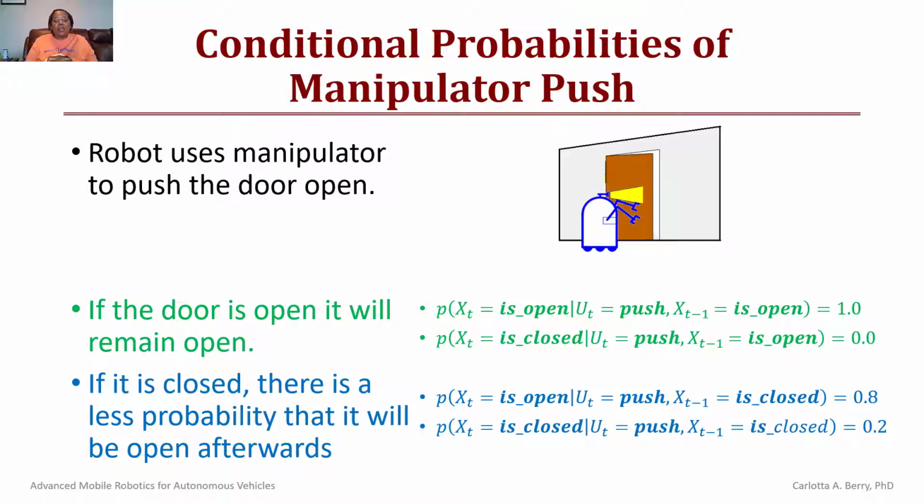It does not work quite as well if it was closed and the robot gives it a push. So if the door is initially closed and the robot pushes, the probability that it will now be open is 0.8, whereas if it was closed and the robot pushed and it's still closed, has a probability of 0.2.